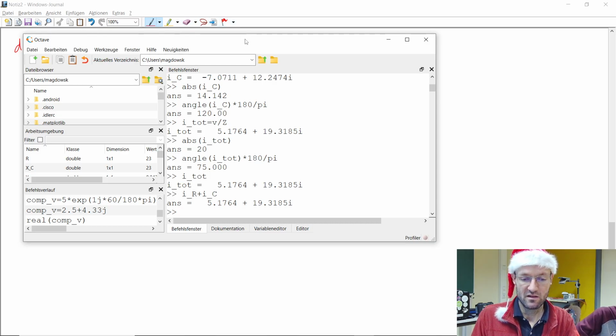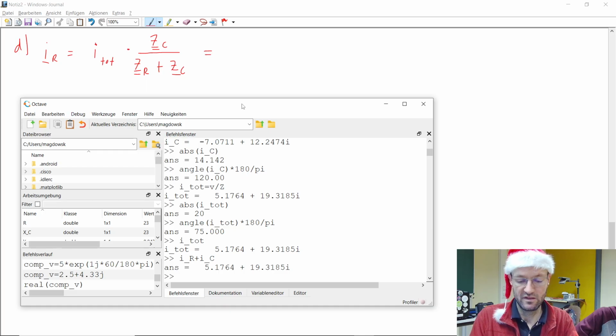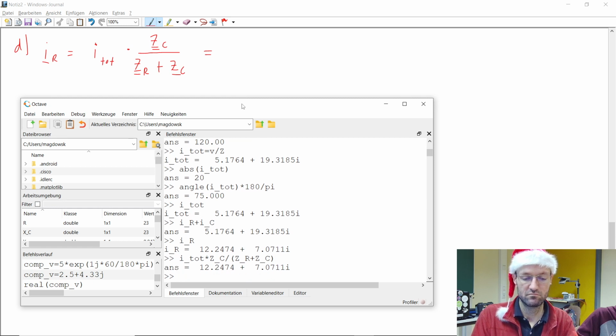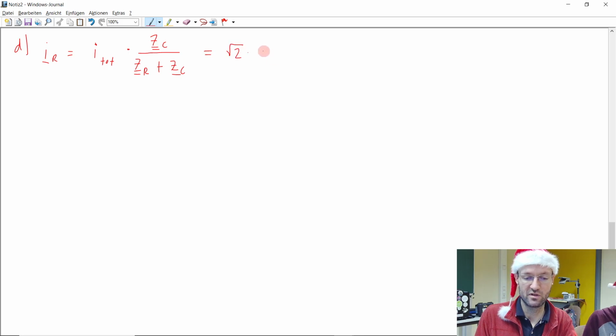And if I do this and insert it into MATLAB or into Octave, the IR that we had before was this value. And so now if I take the total current, multiply with ZC divided by ZR plus ZC, we get the same value. So it works. I will once again write this as square root of 2 times 10 ampere times e^(j30 degrees).